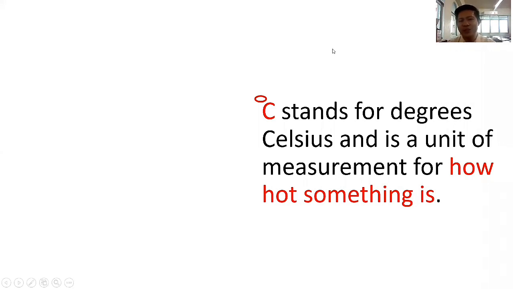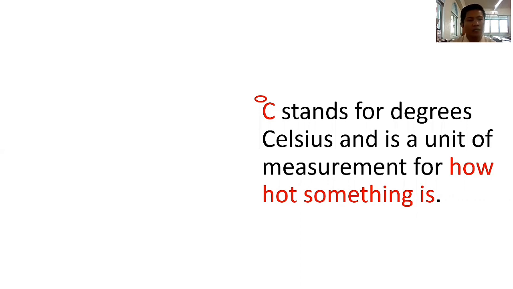Okay, let's continue. C stands for degrees Celsius and is a unit of measurement for how hot something is. Okay, it means if you really want to measure something, say for example, you want to measure the temperature of a candle flame, you need to use this degrees Celsius, or in short, C.